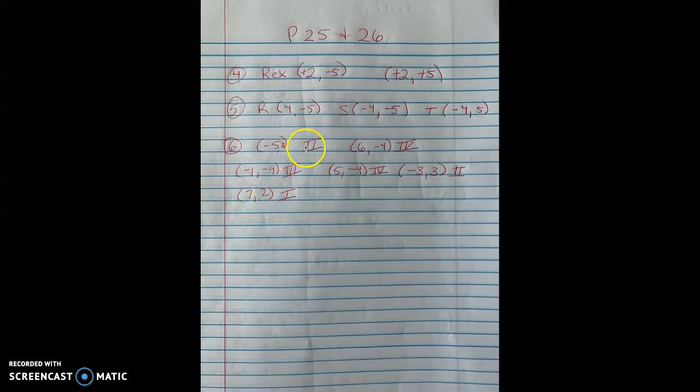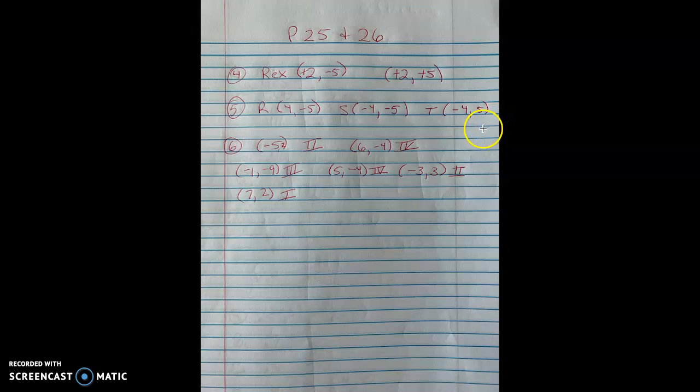Question number 4. Rex's house is at positive 2, negative 5, and Terrell's house is at positive 2, positive 5. Question number 5. R is at 4, negative 5. We want to reflect across the y, so we change the x. So S is at negative 4, negative 5. Then we want to cross the x-axis, so we change the y. So T is at negative 4, positive 5.